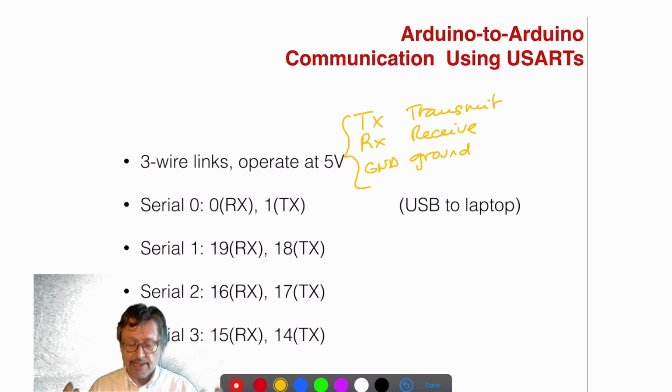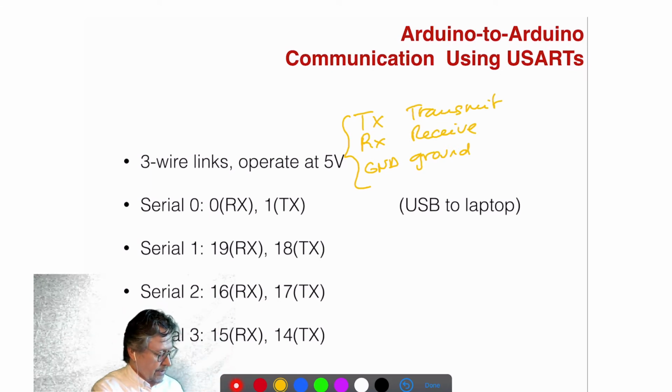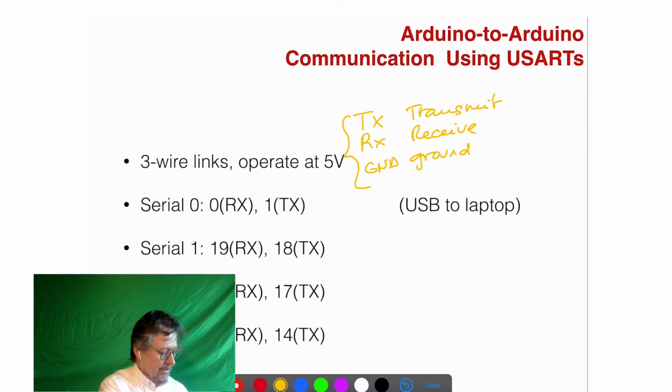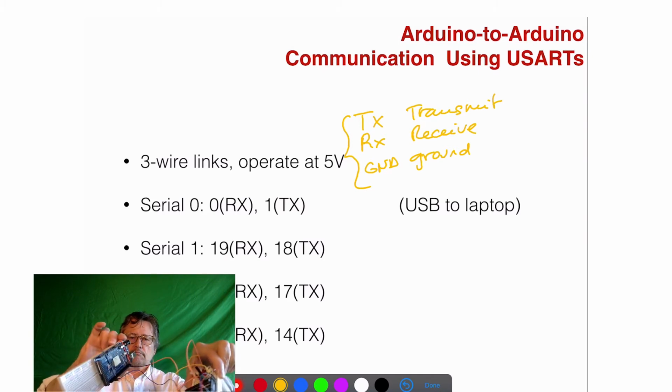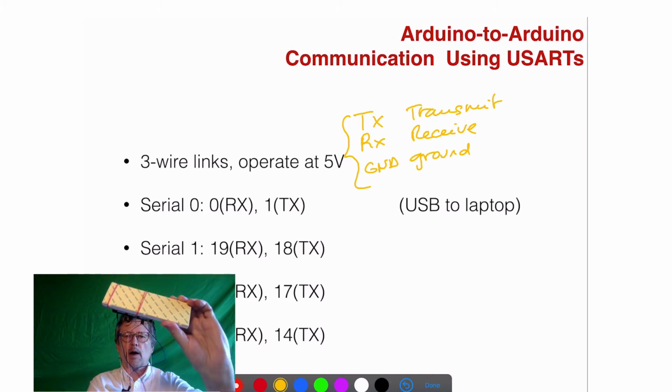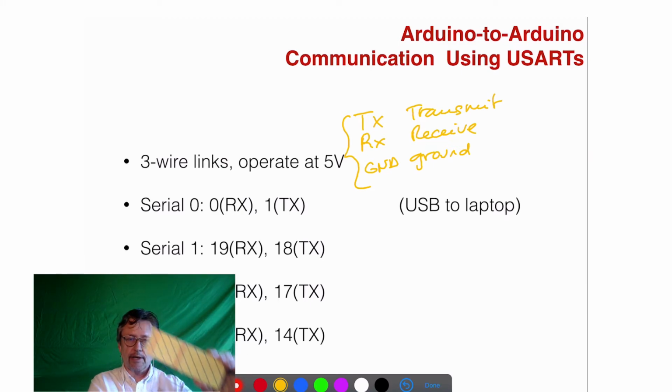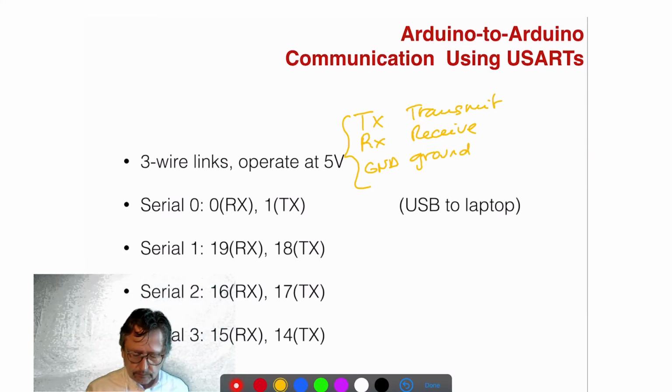It's pretty simple, actually, to implement serial communication. And I have an example here. I don't know if you're going to be able to see that, but I have two Arduinos and three wires connecting them. That's it. And that's enough for me to have one talk to the other and send information.